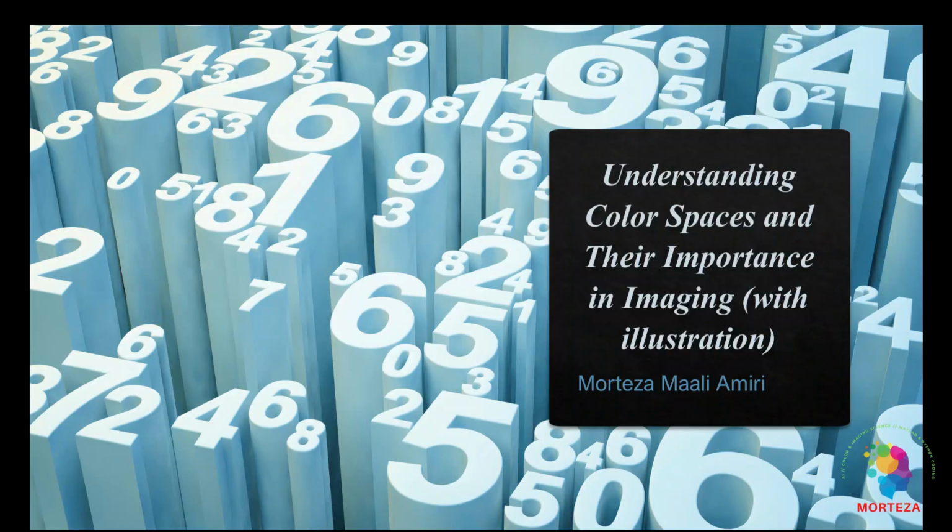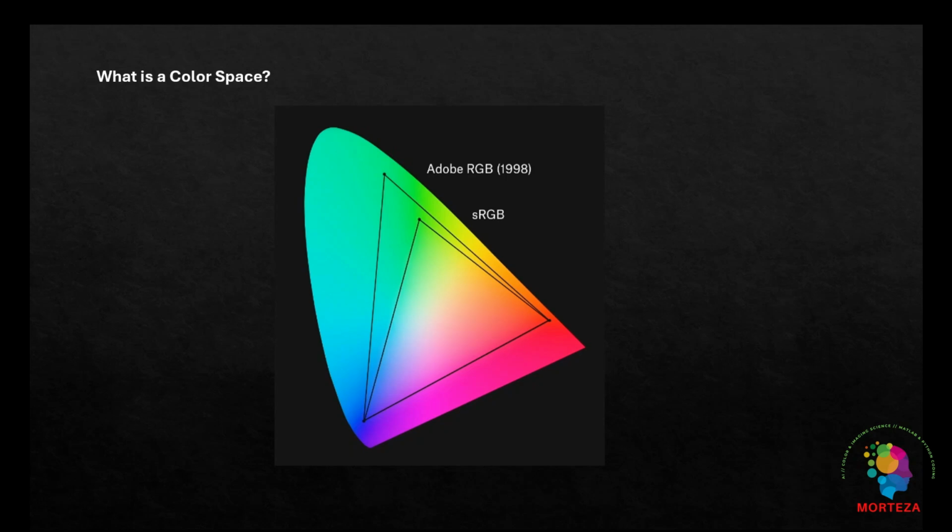In today's video, I want to talk about color spaces and their importance in imaging science. My focus will be sRGB, Adobe RGB, and ProPhoto RGB. Let's get started. As I said, in this video, I want to talk about color spaces and their importance in imaging. A color space is a specific organization of colors, often represented in a 3D model using coordinates that define how colors mix to create all possible hues, shades, and tints.